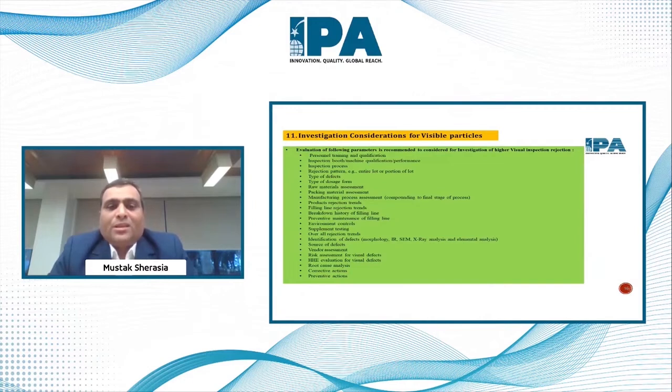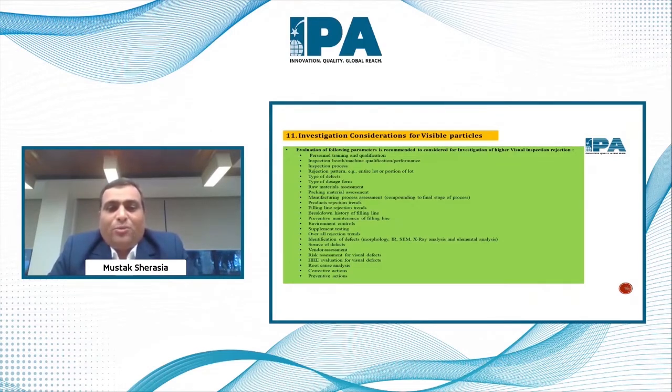When you are evaluating the inspection process and total out-of-limit results, the filling line is to be considered: whether it is a product-specific higher rejection, or the filling line itself is a contributing factor and it is observed in all the products manufactured on that particular line. That makes it easier to detect and identify the source of those particles, and accordingly you can fix your filling line issue if there is any.